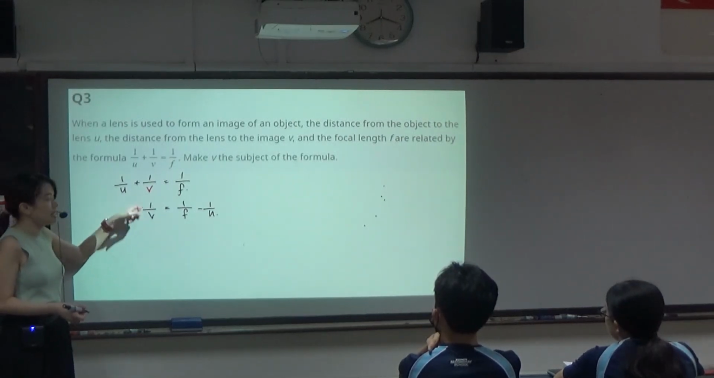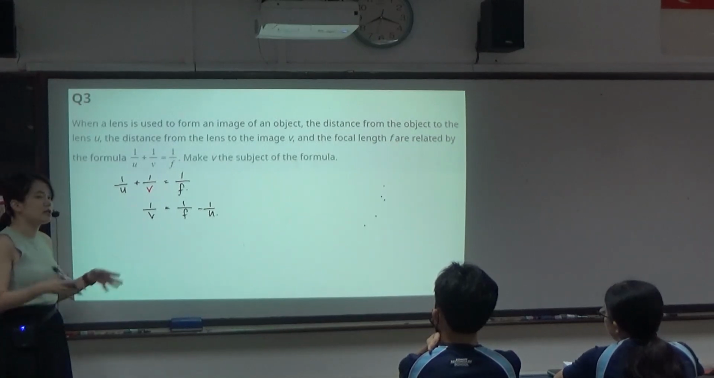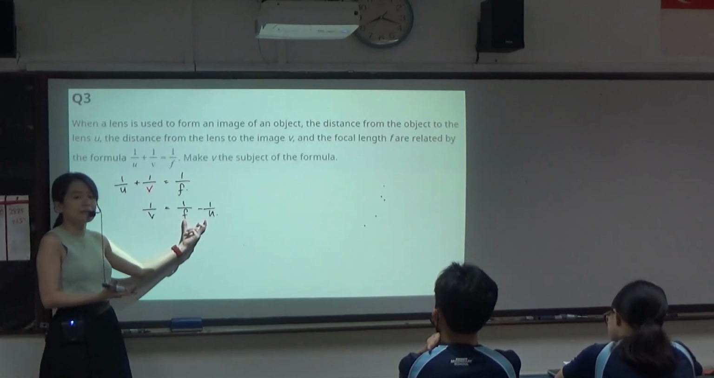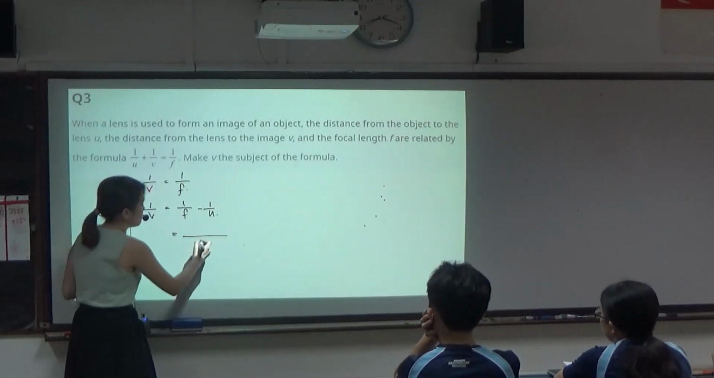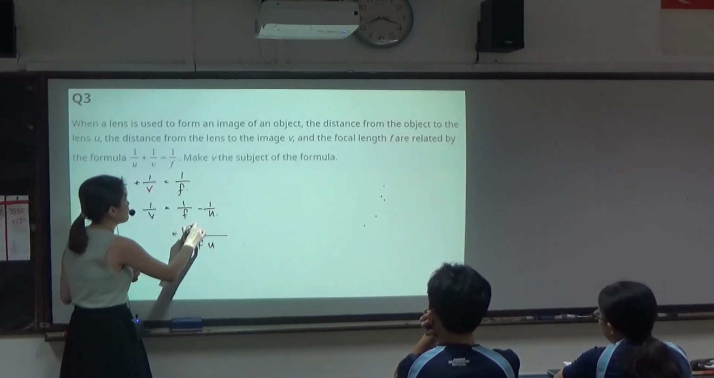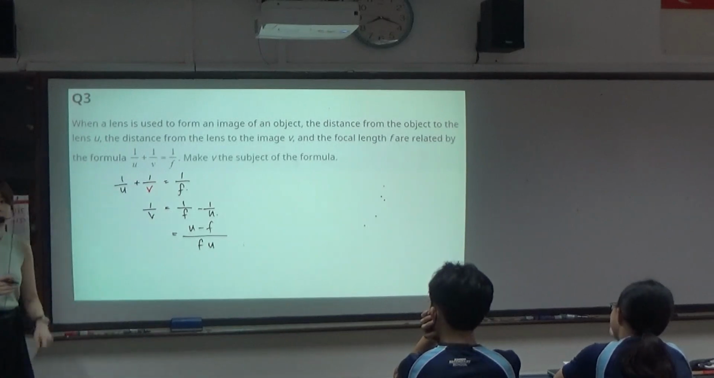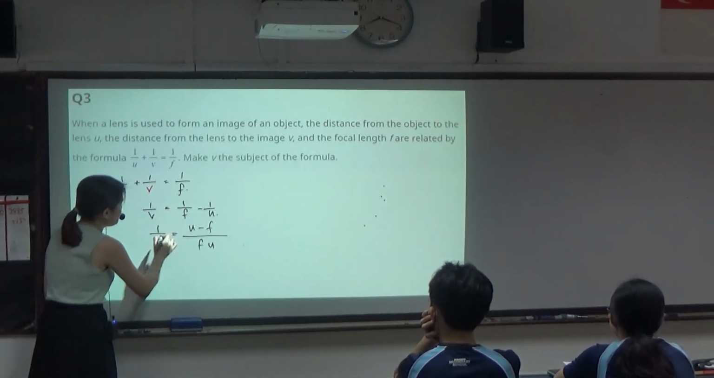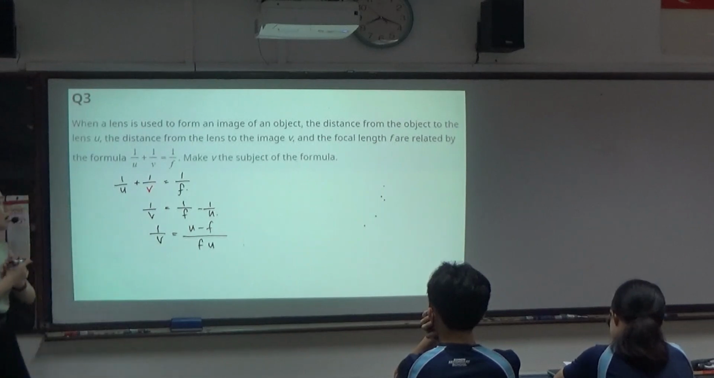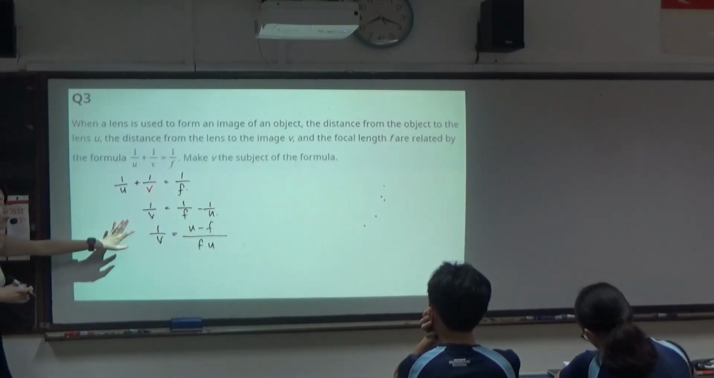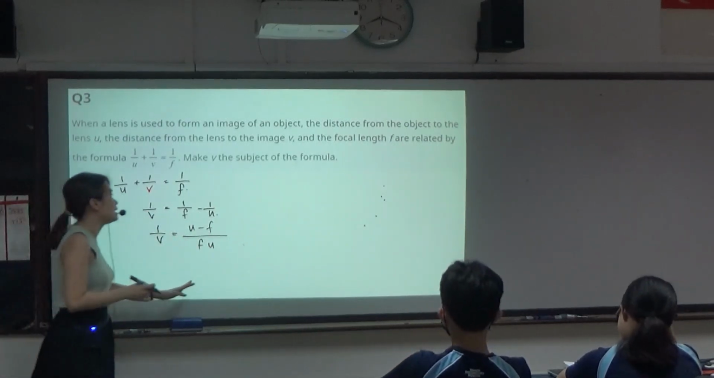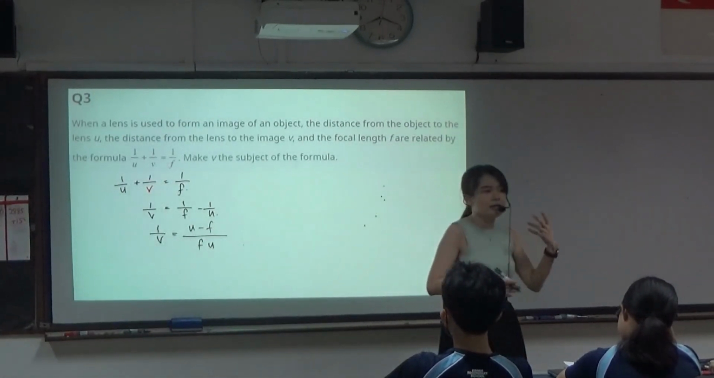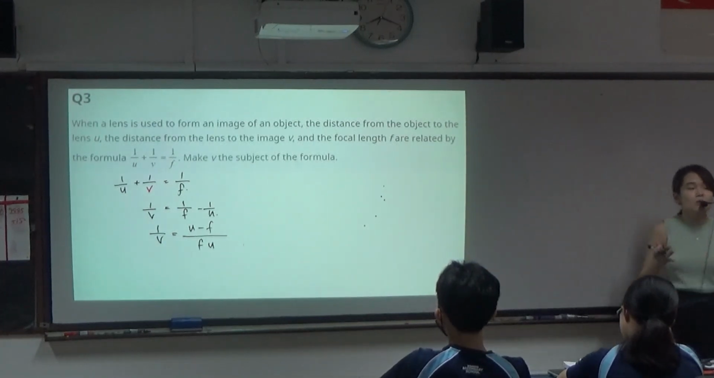In order to bring it up, we rely on our understanding of cross multiplication. And for us to do cross multiplication, I need this to become a single fraction. So my common denominator will be FU, and then U minus F over FU. So 1 over V equals U minus F over FU. Then now that we have a single fraction equals to a single fraction, we do our cross multiplication, which is something that the feedback that was given didn't quite explain.